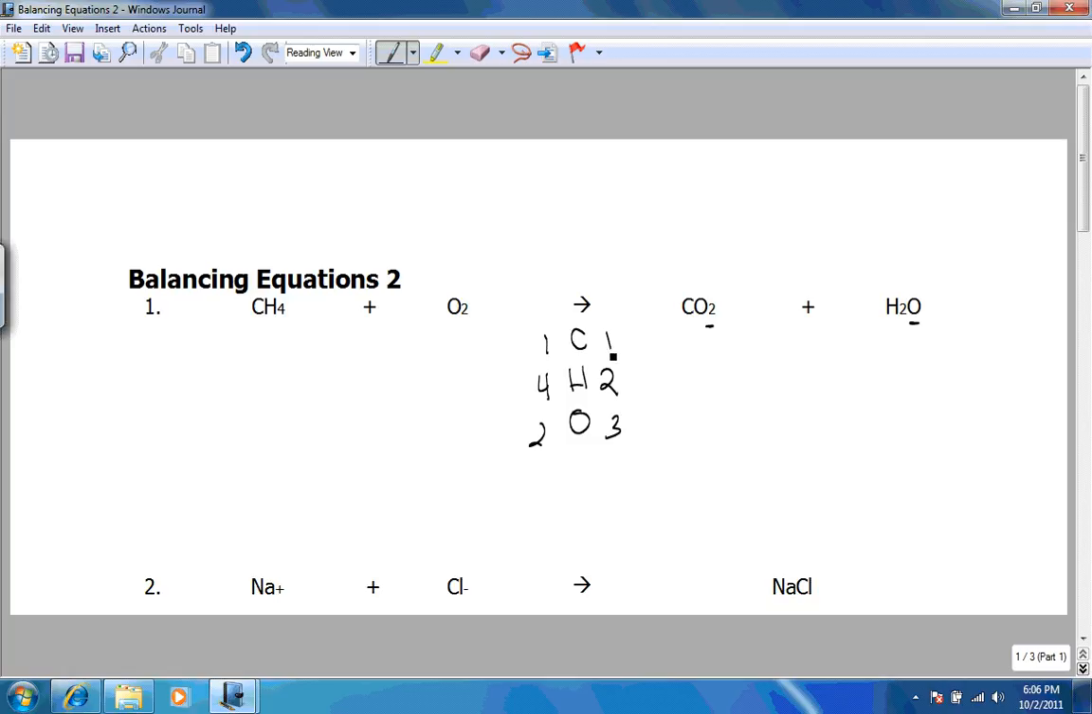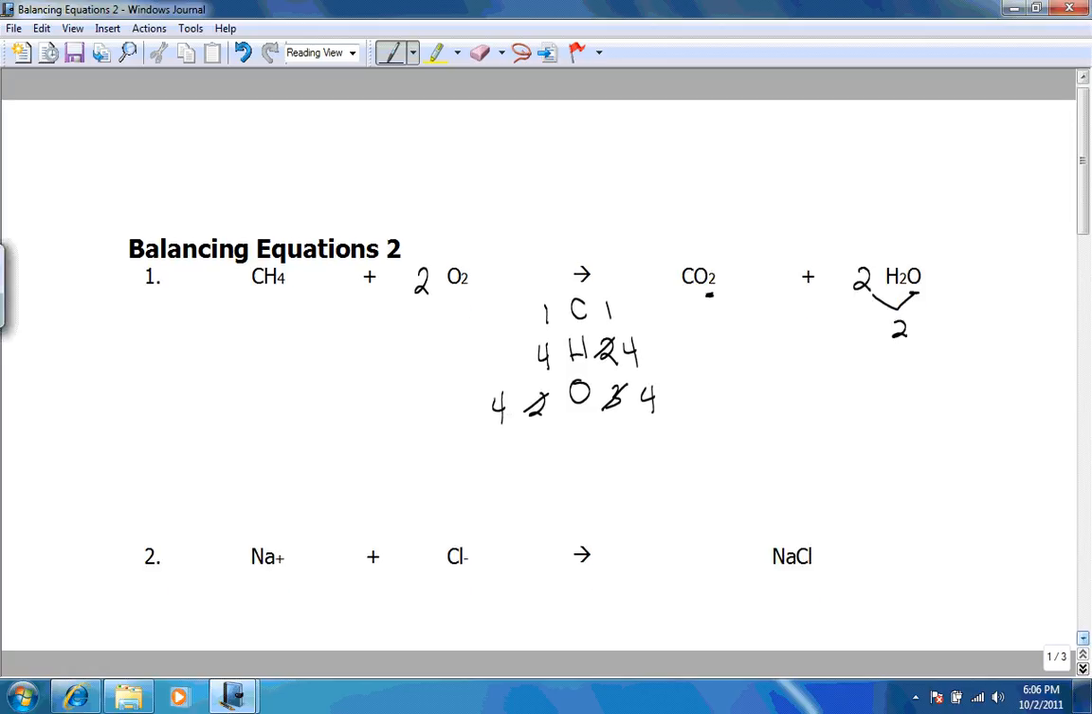Alright, so the carbons are balanced, so we're fine there. Hydrogens, 4 on the left, 2 on the right, which means we want to multiply that by 2 in order to make this 4 so that they're balanced. Now you notice that also made those oxygens change. We now have 2 on the right. So instead of having 3 here, we have 2 here, and we have 2 more here, which means we actually have 4. So in order to make the oxygens balance on the left-hand side, we have to multiply that by 2. And we're good. So the final answer is 1, 2, 1, 2.